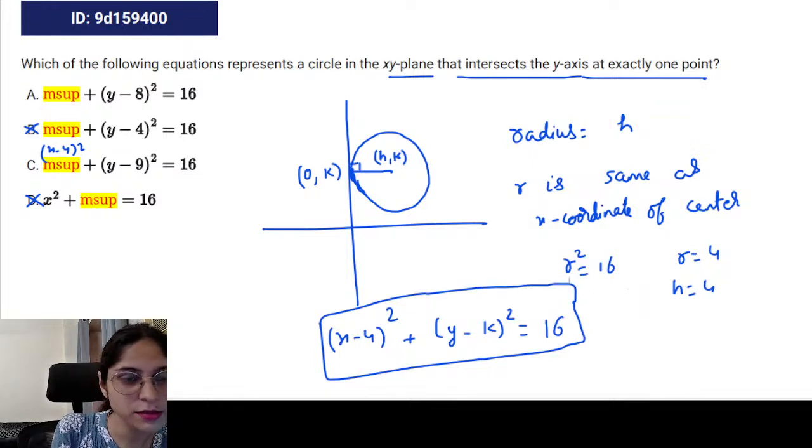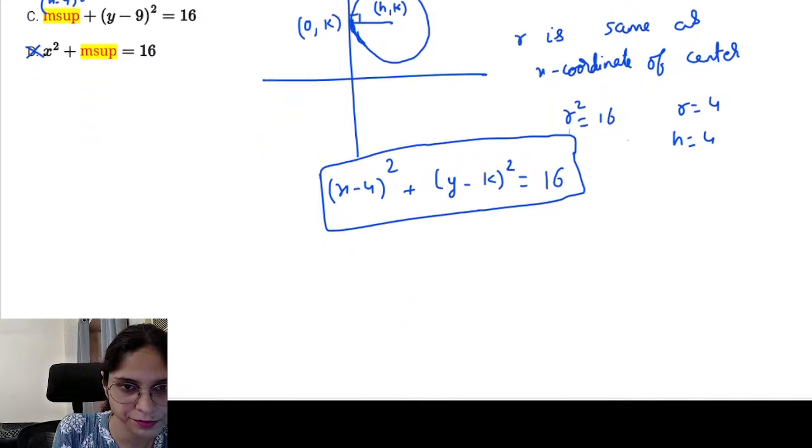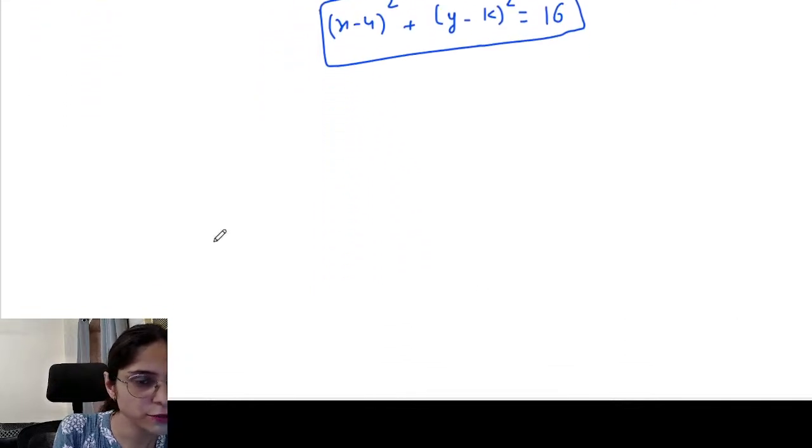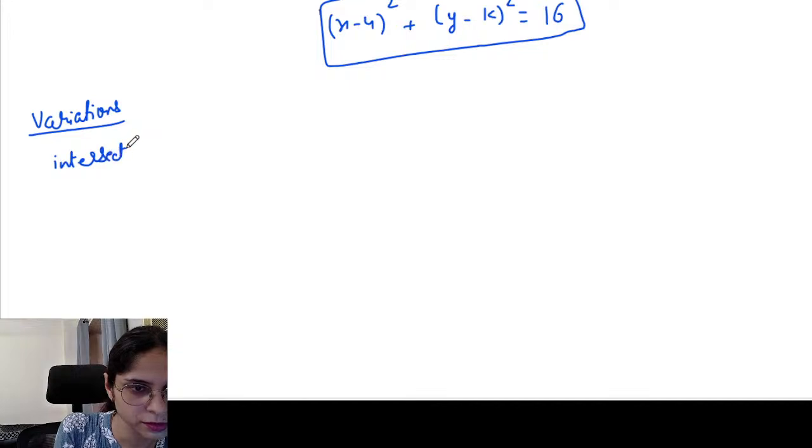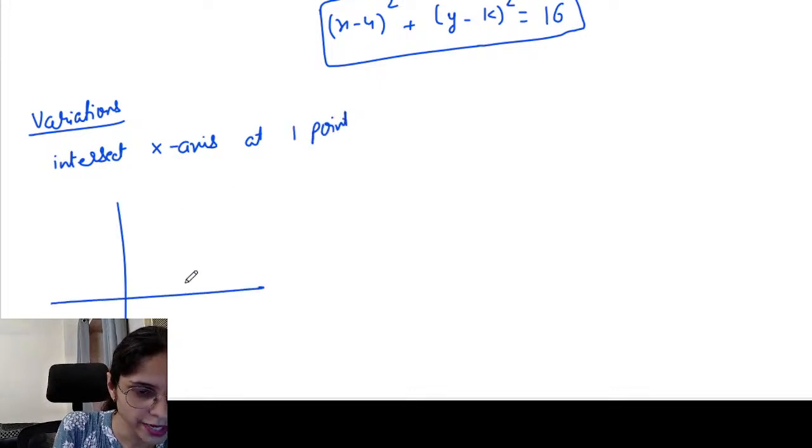Now they can also ask the variation of it. What will be the variation of it? The variation would be that it intersects. Now I am going to do two variations out of this. First one is it intersects x-axis at one point. Instead of y-axis, it intersects x-axis at one point. In that case, your x-axis will be sort of tangent.